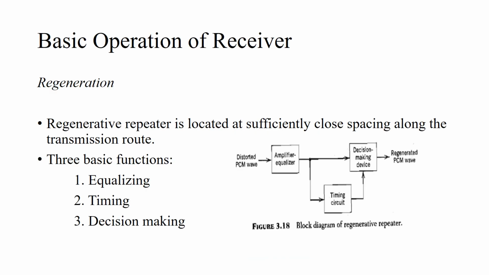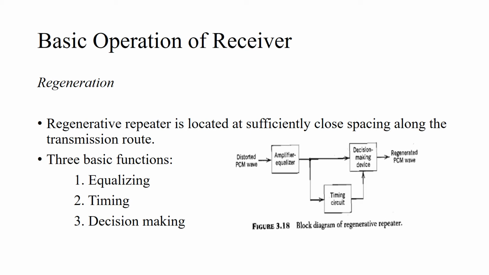Now let's go through the basic operation of the receiver of a PCM system, pulse code modulation. The most important feature of a PCM system lies in the ability to control the effects of noise and distortion produced by transmitting a PCM signal through a channel, and this can be accomplished by reconstructing the PCM signal by means of a regenerative repeater. This regenerative repeater is located at sufficiently close spacing along the transmission route. It has three basic functions: first equalizing, second timing, and third decision making. And here we have shown the block diagram of the regenerative repeater also.